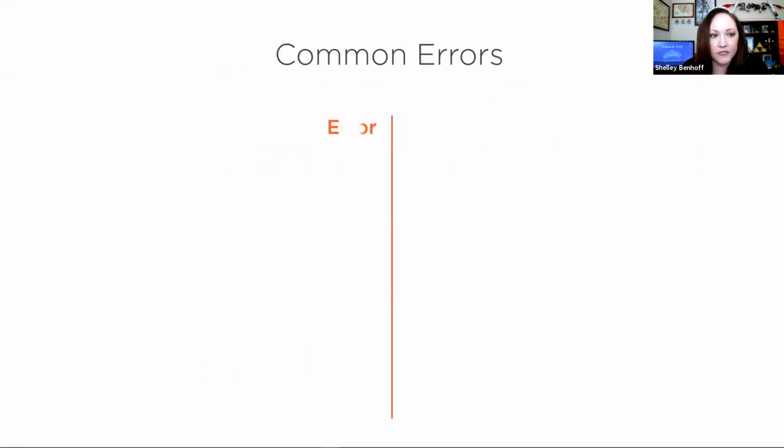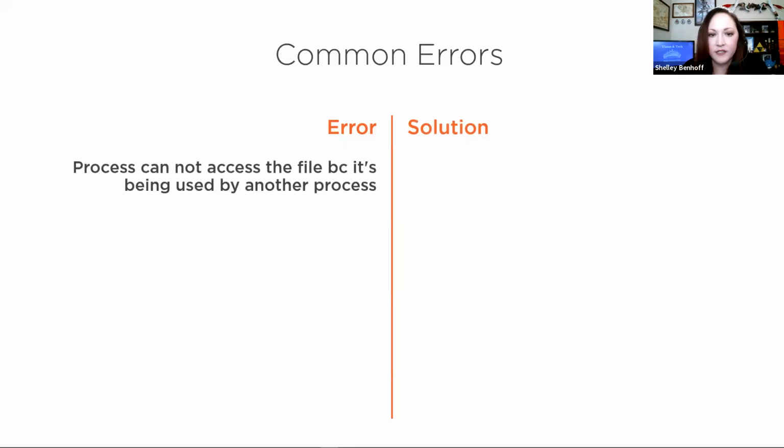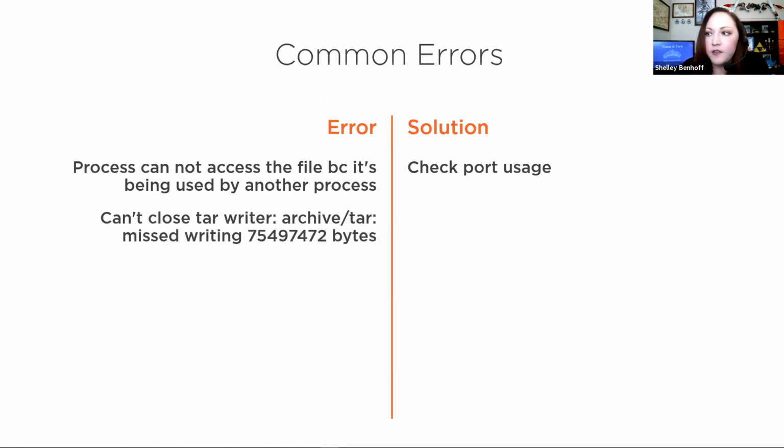All right. So some common errors that I found. Process cannot access the file because it's being used by another process. This generally means it's a port problem. Check the ports that are assigned to each service in your Docker Compose files. That one you might see a lot at first until you have stuff figured out.